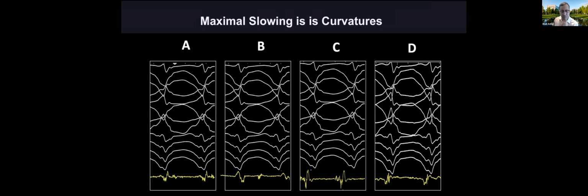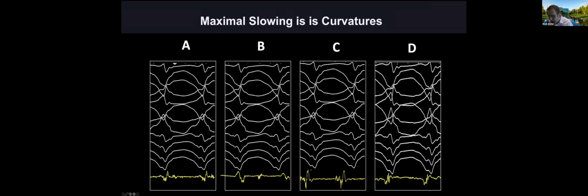We did ablate here. You just change it and you get a different VT. It's this one that will be the best to ablate, D. Why D? I would choose A, B, or C, because D is this turnaround point. Luckily, we had the mapping to know where the turnaround point is.